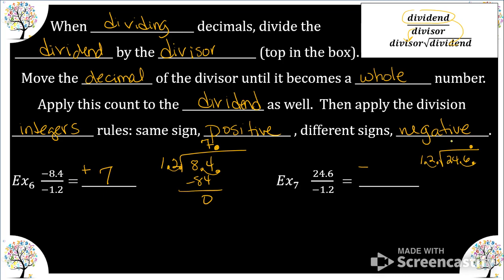12 goes into 24 2 times, right above the 4, 2 times 12. We're going to subtract, bring down the 6. 12 goes into 6 0 times. Bring down a 0. 12 into 60 is 5. And our final answer is negative 20.5.